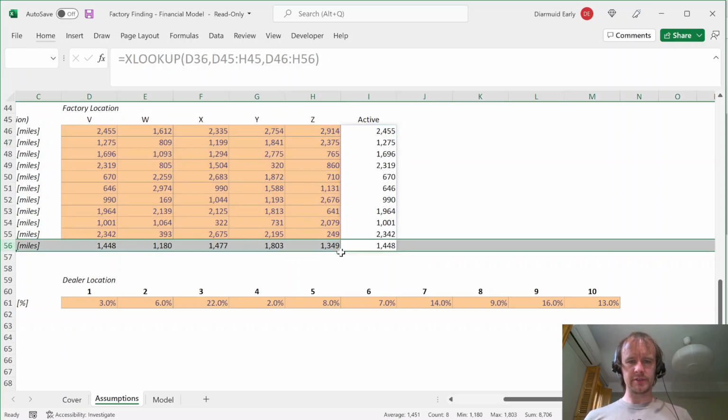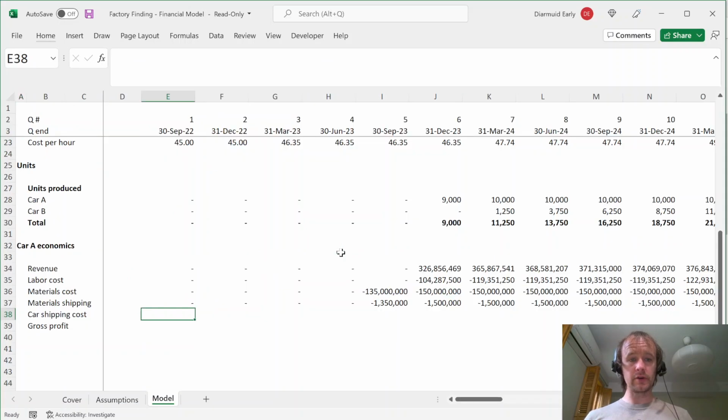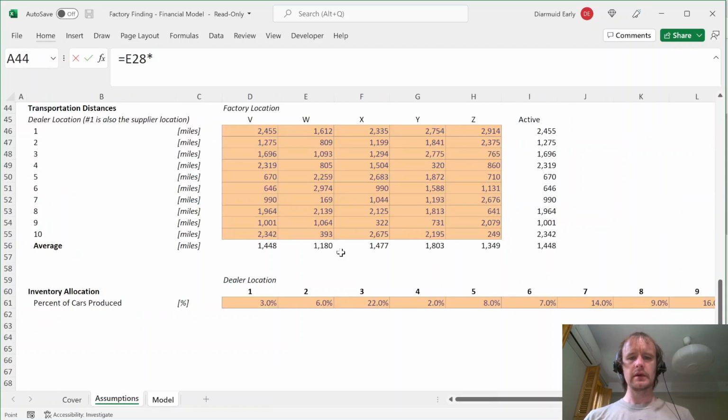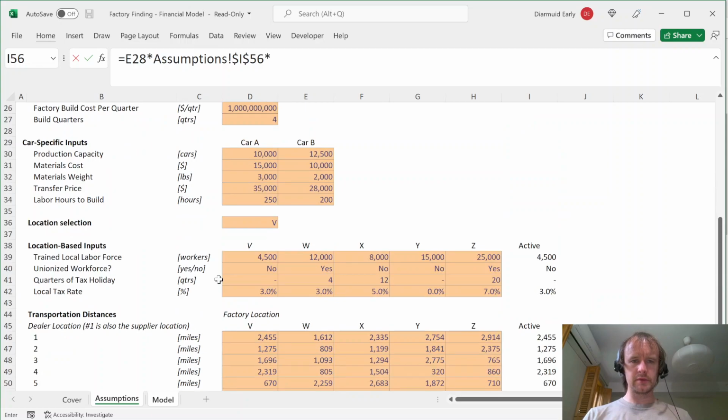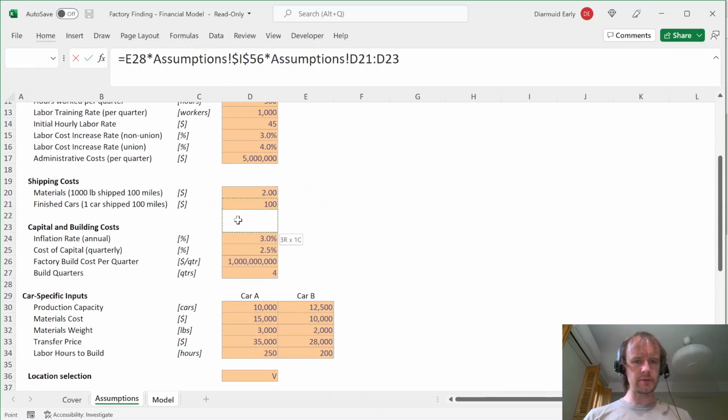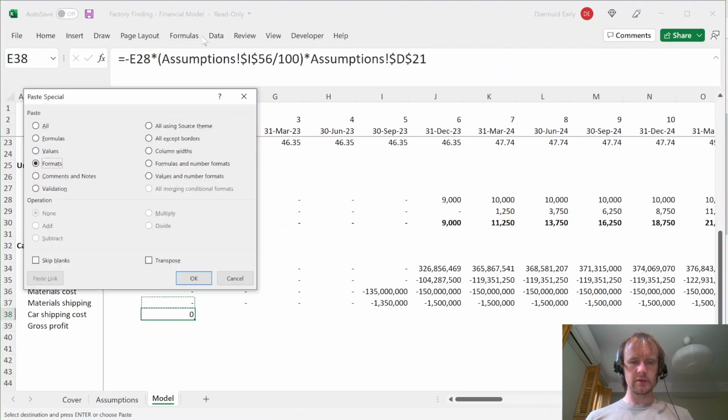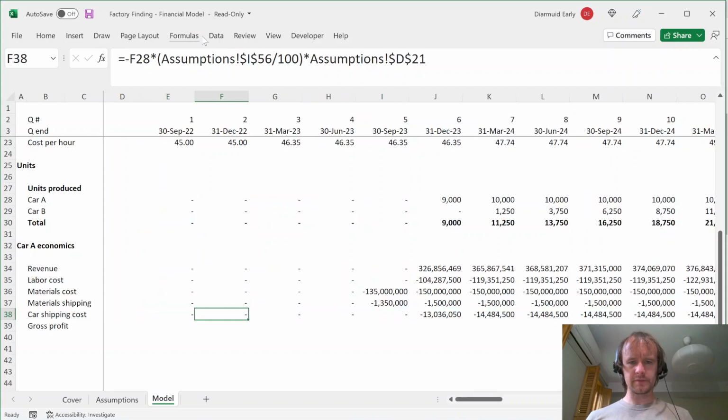So this is my average distance that I'm shipping. So my car shipping cost is going to be my number of units, this time I'm back in the current quarter because we don't ship it until we build it, times the average distance in miles, times the cost, which is somewhere up here, and this is the cost per 100 miles, so I'll just divide my miles by 100, and I need a minus sign in front of all of that because it is a cost. Format and carry across.